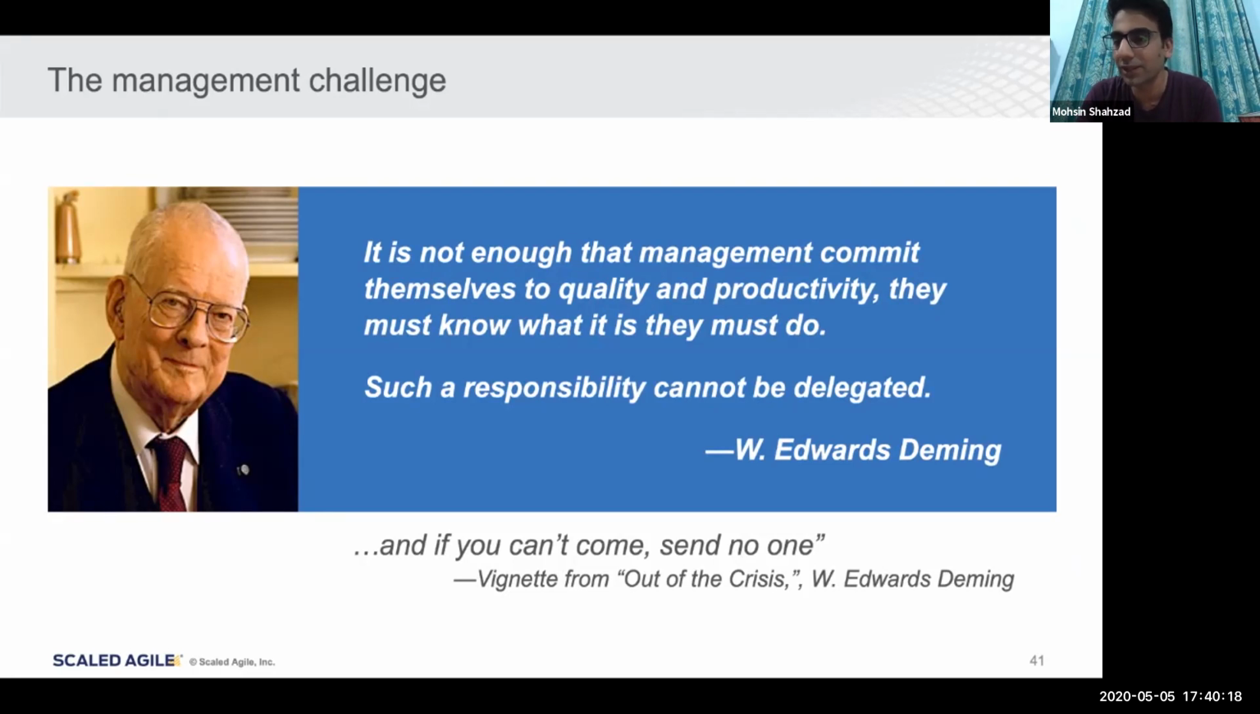It is not enough that management commit themselves to quality and productivity. They must know what it is they must do. Such responsibility cannot be delegated. Most of the time we have seen that responsibilities and meetings are delegated to someone else. So, if you can't come, send no one. That's the most important part. If you are concerned about some project or some delivery, you have to be part of it and engage yourself. Don't delegate it.